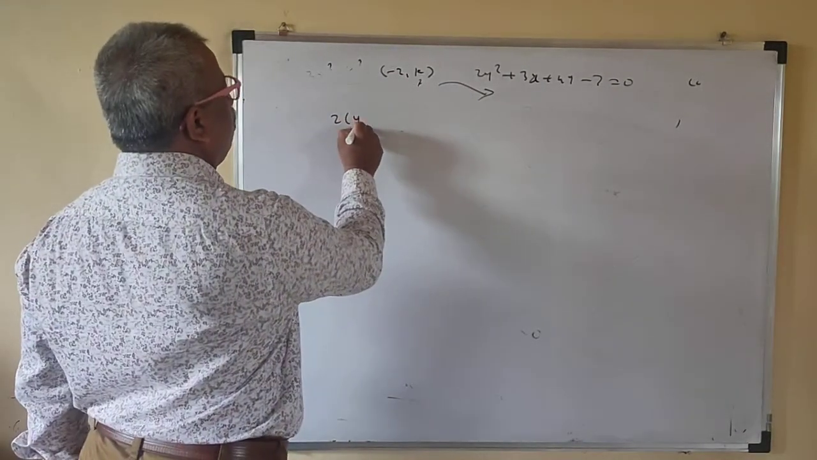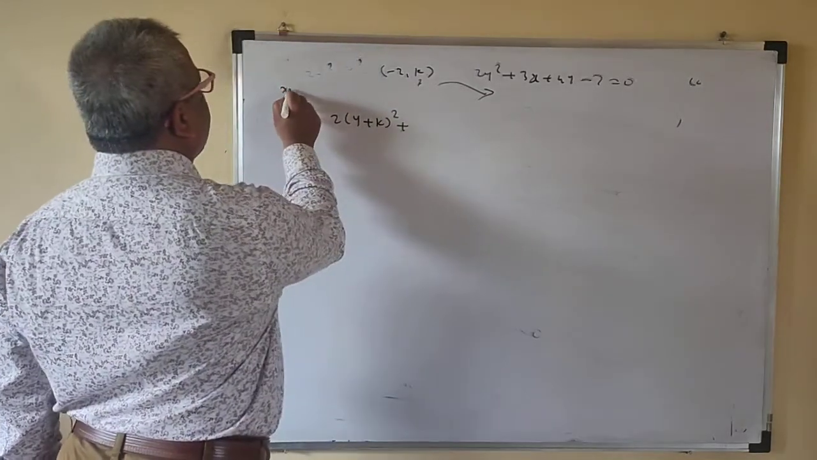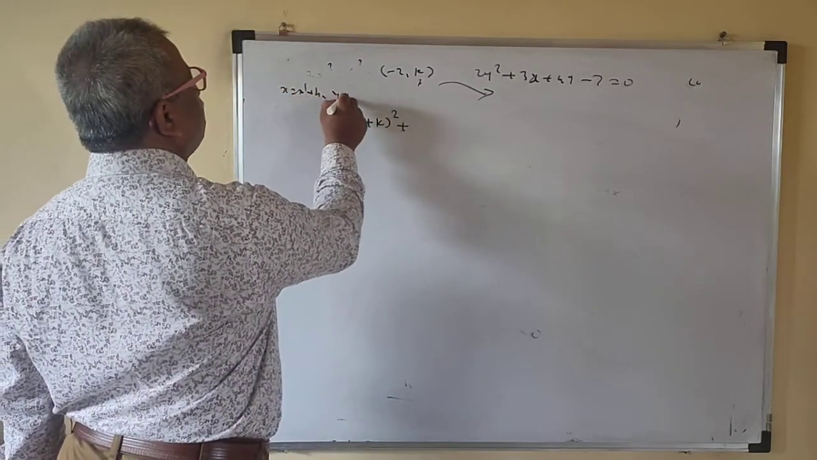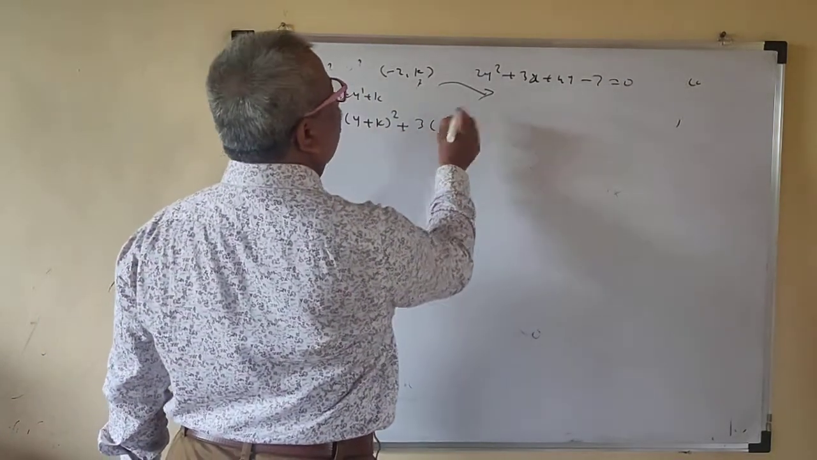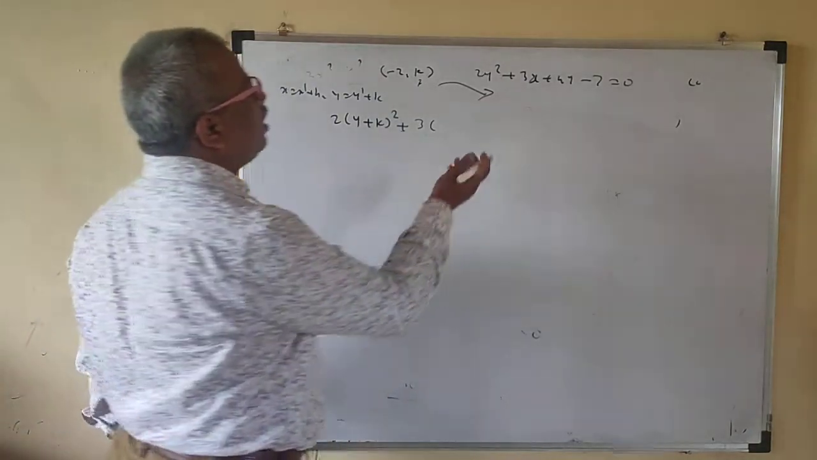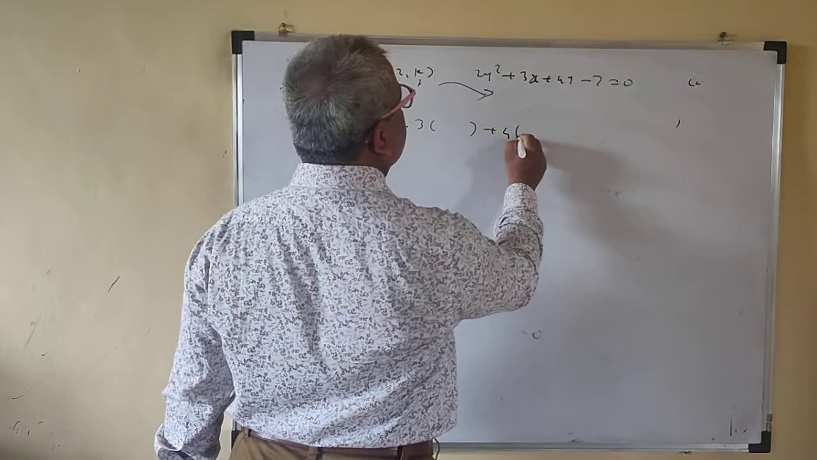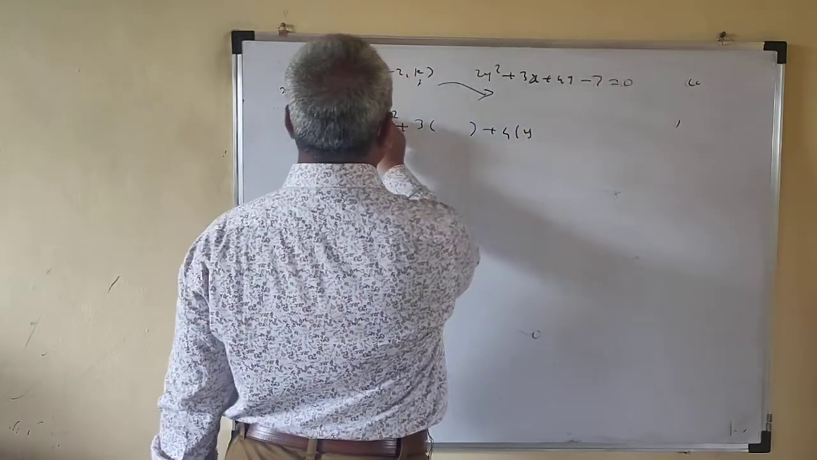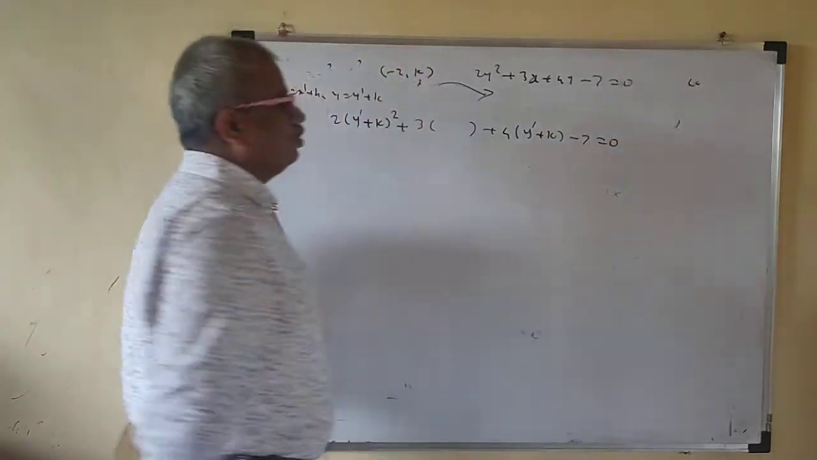So just write this: y plus k, bracket square. Your x is equal to x prime plus a, y is equal to y prime plus k. Just put that. No need to write the x term because we are not interested in x. We'll write the term of y only. This y is y prime plus k. Now minus 7 is equal to 0.